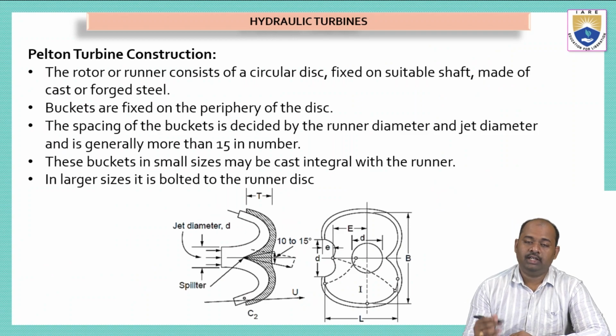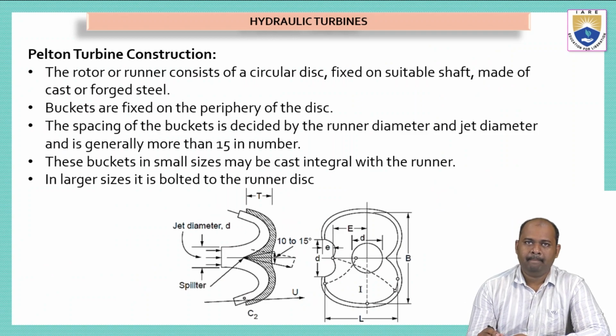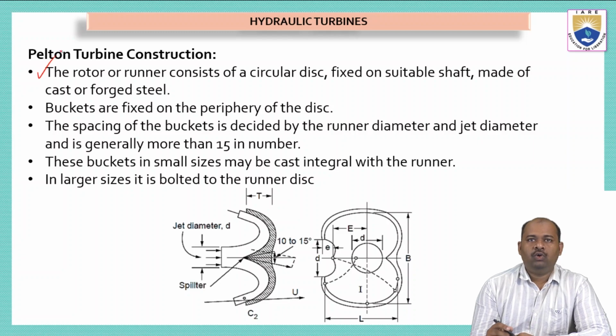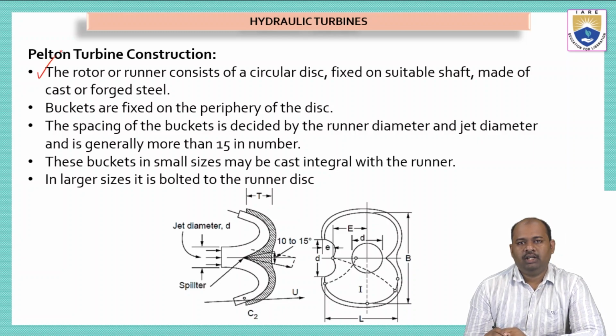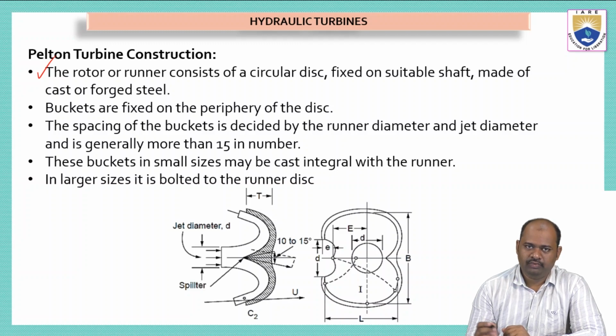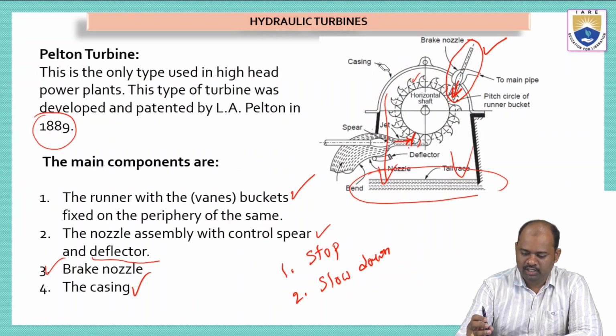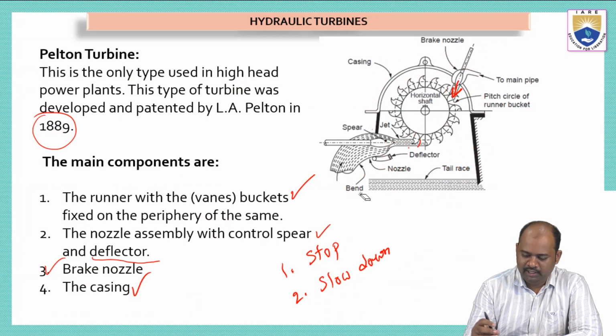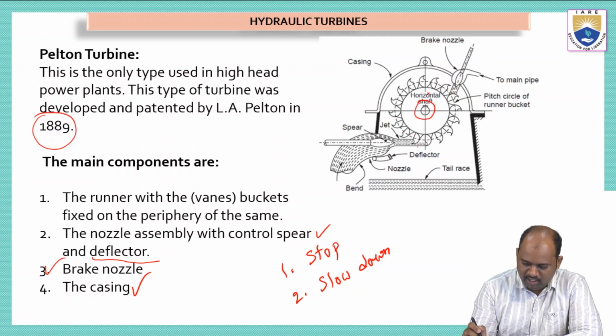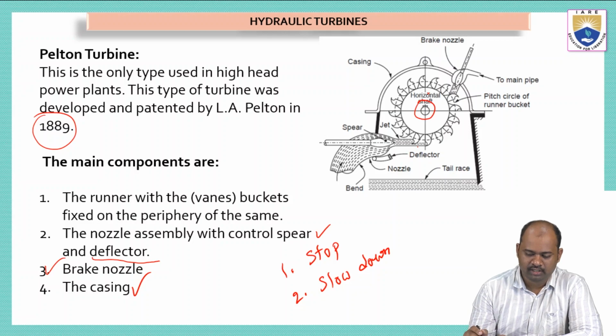so let us see the construction of the Pelton wheel turbine. So the rotor or runner consists of a circular disc fixed on suitable shaft made up of cast or forged steel. Okay, we have a rotor which will be rotating. So the rotor consists of a circular disc. Okay, we can see in this picture, this is already discussed here. So the central rotating part of this turbine is fixed on a shaft. This is a horizontal shaft on which we will fix a circular disc.